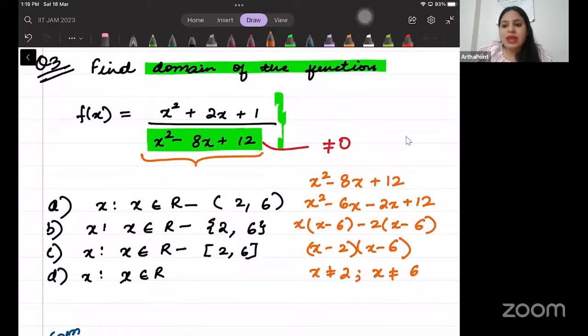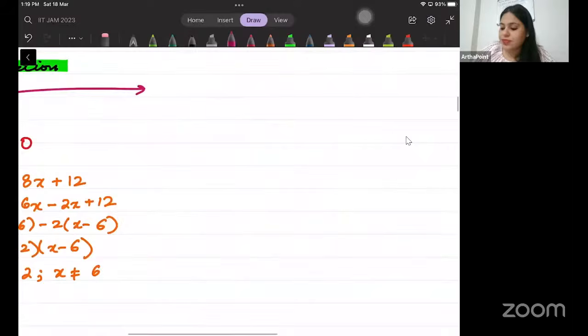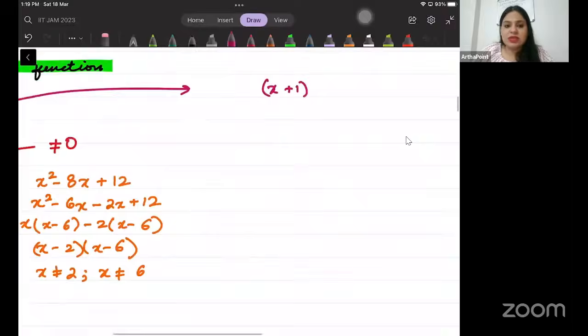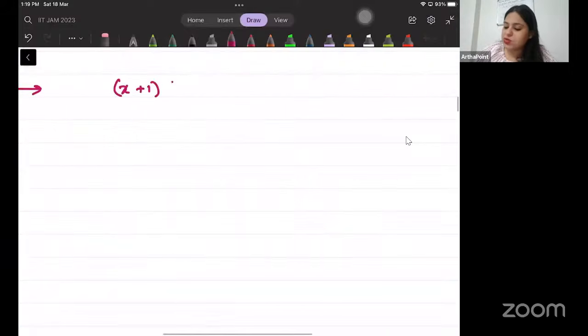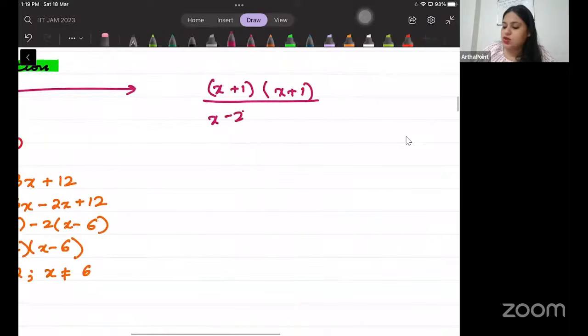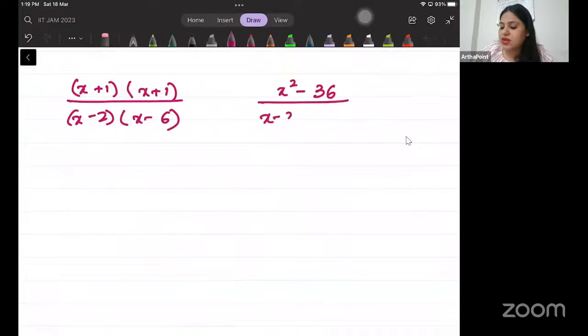Sometimes it may become a little tricky. Supposedly, the numerator. Now, if you look at the numerator, right? The numerator is actually (x plus 1) whole square, isn't it? Because it is x square plus 2x plus 1. So this is just (x plus 1) into (x plus 1). And denominator is (x minus 2) into (x minus 6). But sometimes you may have the numerator like this. x square minus 36 and denominator will be the same.